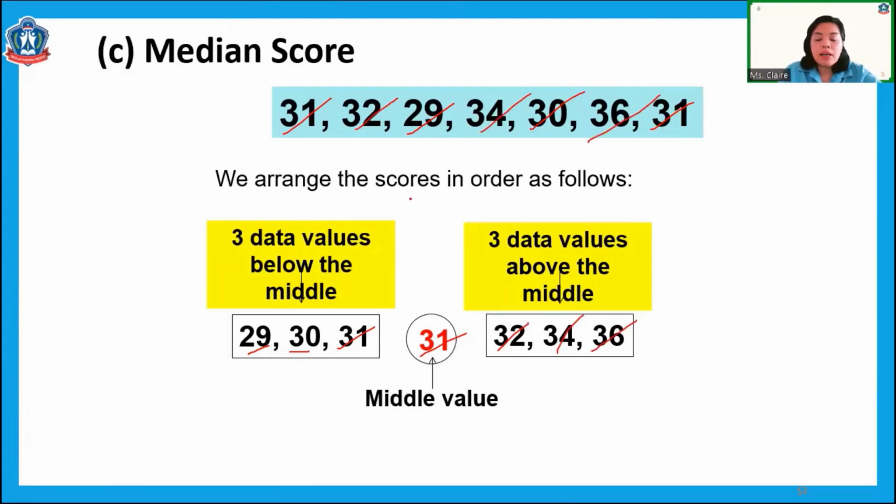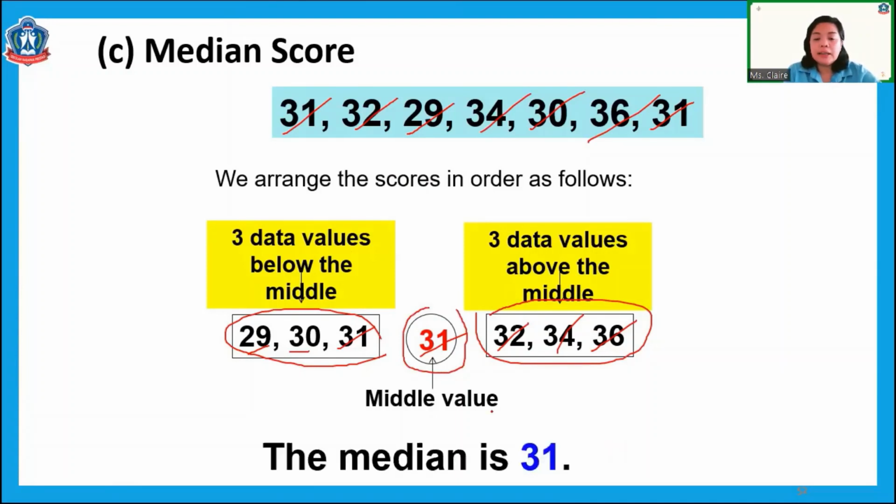As you observe, the middle or the center is 31 because there are three data values below the middle, or three on the left side, and three on the right side. Therefore, it's balanced and our middle value is 31. Therefore, the median is 31.